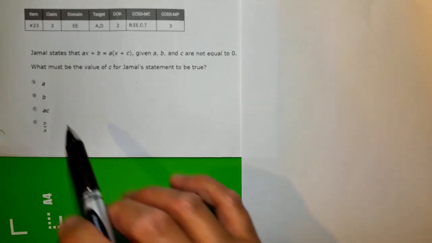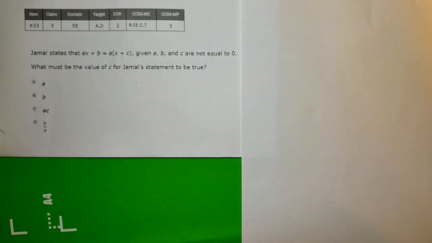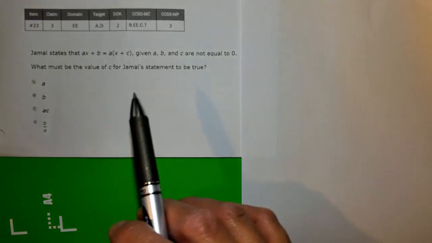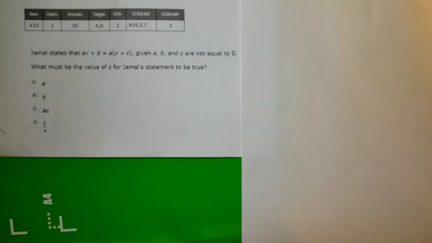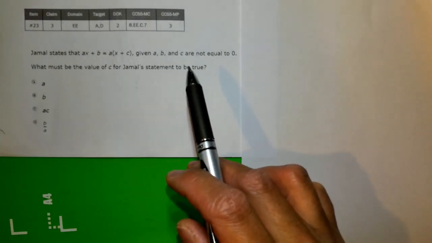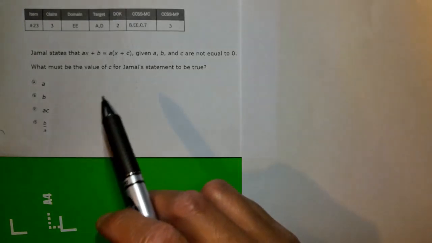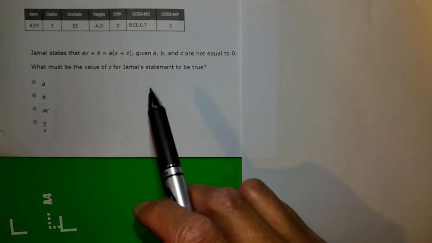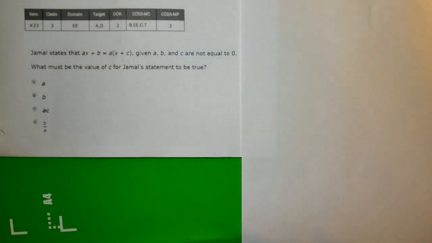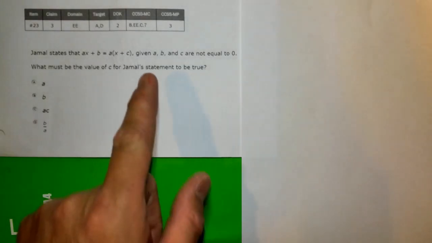8.EE.C.7. Jamal states that ax plus b is equal to a multiplied by x plus c, given a, b, and c are not equal to 0. What must be the value of c for Jamal's statement to be true? So here all you have to do is to solve for c.